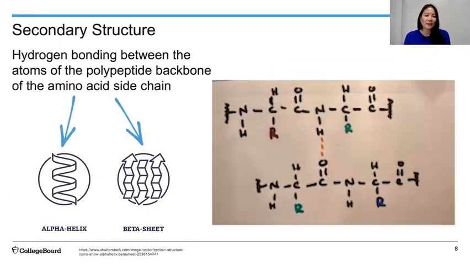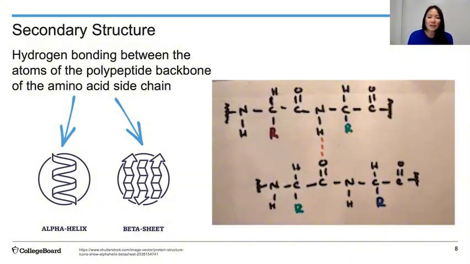So now we're going to start getting a little bit of that dimension to the folding. So we're going to get to that secondary structure. So in our secondary structure, as you can see in the image, we have that peptide bond between the carboxyl and that amine group. So now what's left over is there is an oxygen in one amino acid and a hydrogen in another amino acid. So now those two are going to hydrogen bond between the atoms of the polypeptide backbone of the amino acid side chain. So those are going to hydrogen bond with each other, that oxygen and that hydrogen.